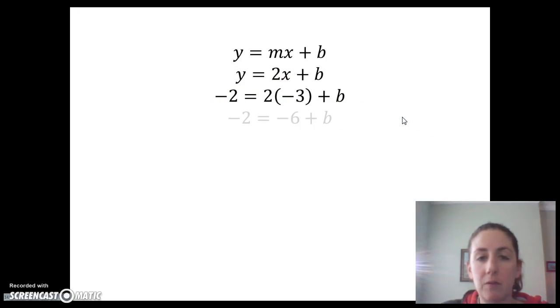So we plug in -3 for x and -2 for y. 2 times -3 is -6. Add 6 to both sides, and we get b equals 4. So now we found m to be 2, we just found b to be 4, so the equation of this line is y equals 2x plus 4.